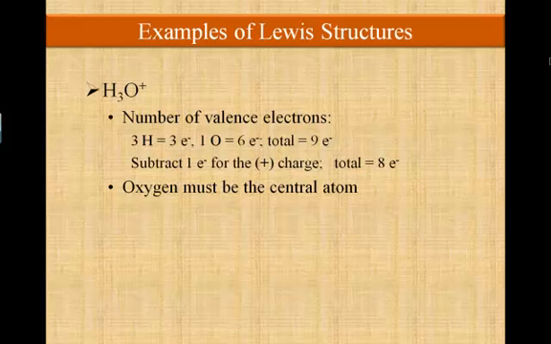Oxygen has to be the central atom. Oxygen has the highest valence. Hydrogen can only make 1 bond, so hydrogen could not be used to link any atoms together. So I have to make oxygen the central atom and arrange the hydrogens around it. Now I've only used 6 electrons to make these 3 bonds. Let's add in our last pair of electrons for a total of 8. Oxygen has 8 electrons in its valence shell. Each hydrogen has 2. This Lewis dot structure satisfies the octet rule for every atom.